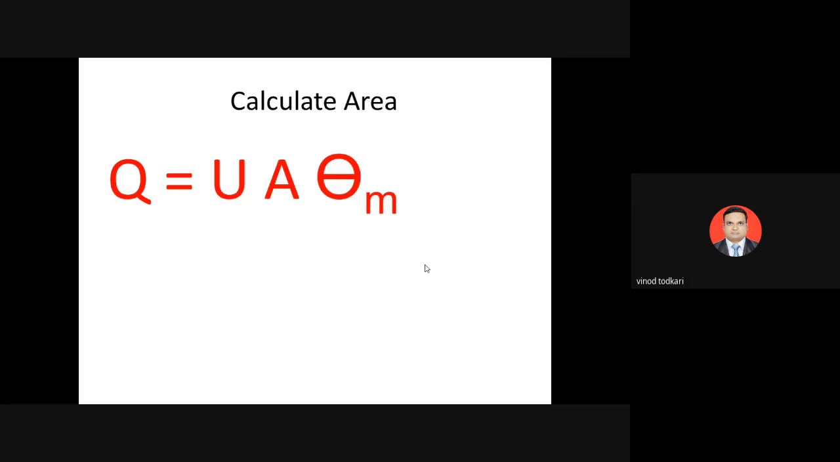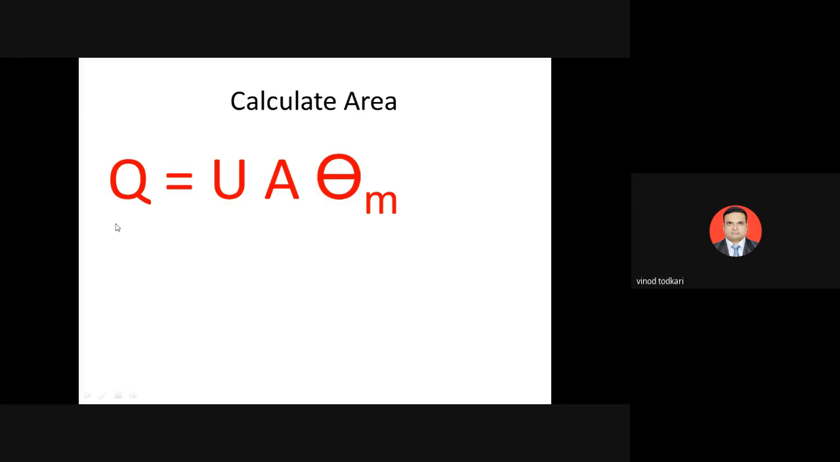And the last step is we have to use the equation Q is equal to UA theta m. Now what is Q? In the second step, we have calculated Q. Q is the heat transfer rate. What is U? U is the overall heat transfer coefficient. What is A? A is the area required for the heat exchanger. And what is theta m? Theta m is nothing but log mean temperature difference.